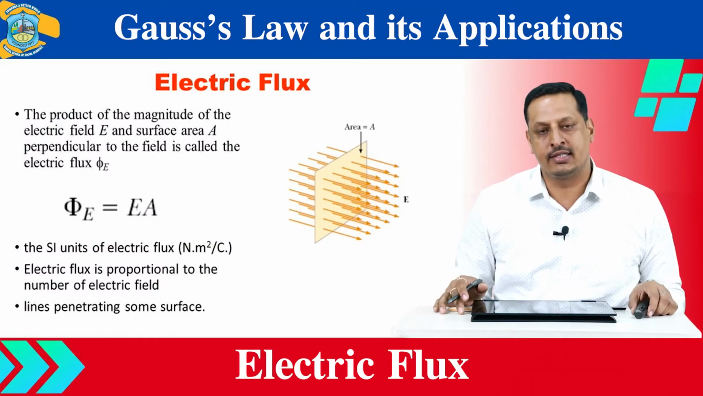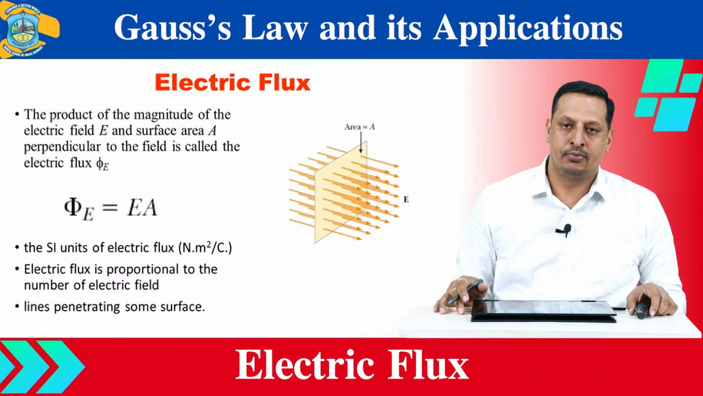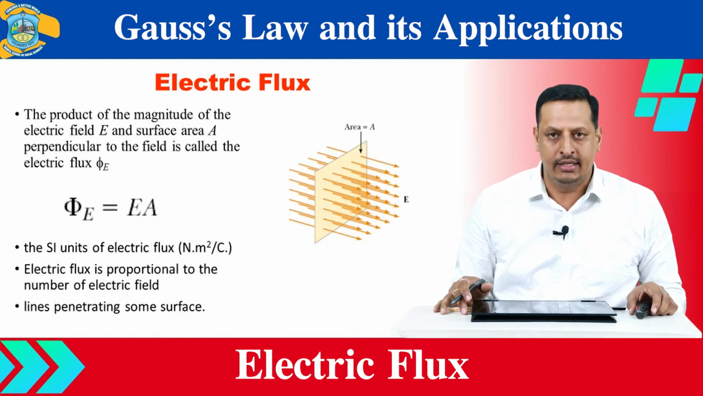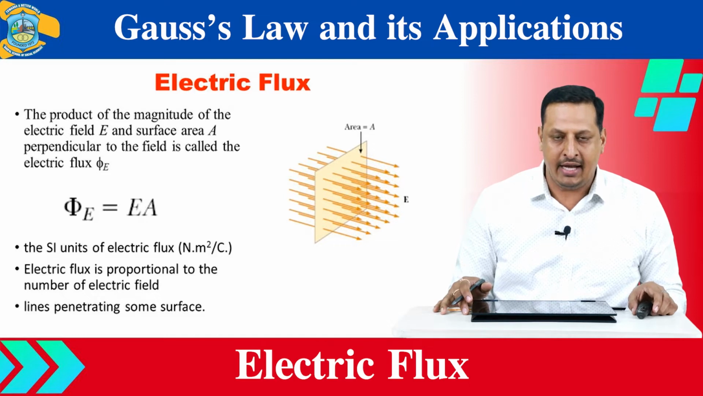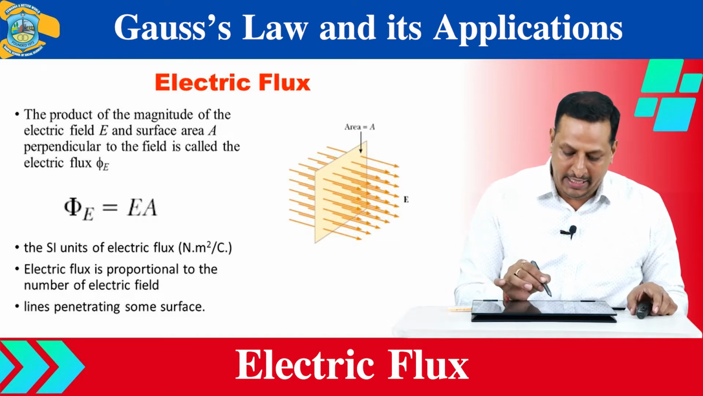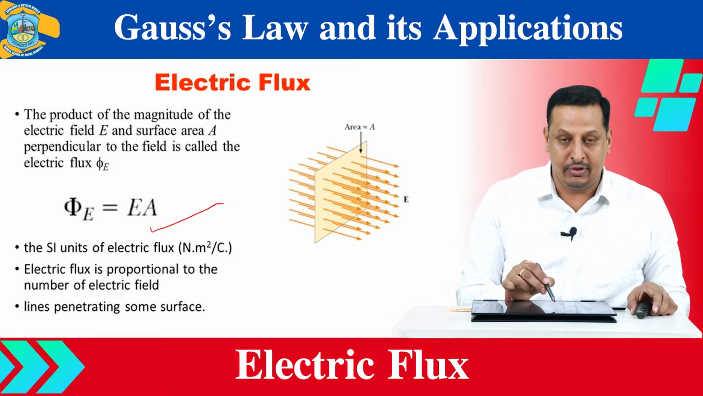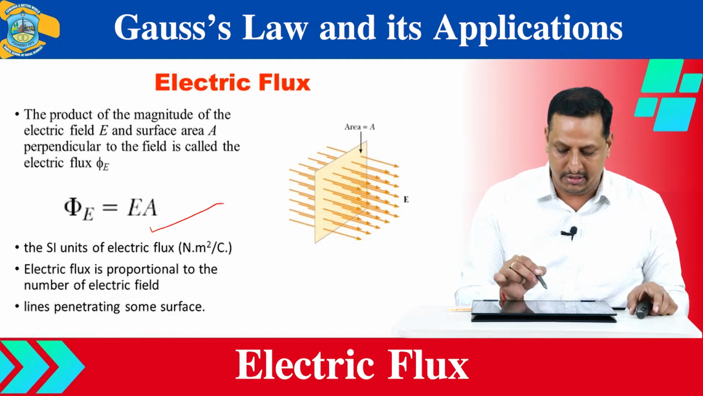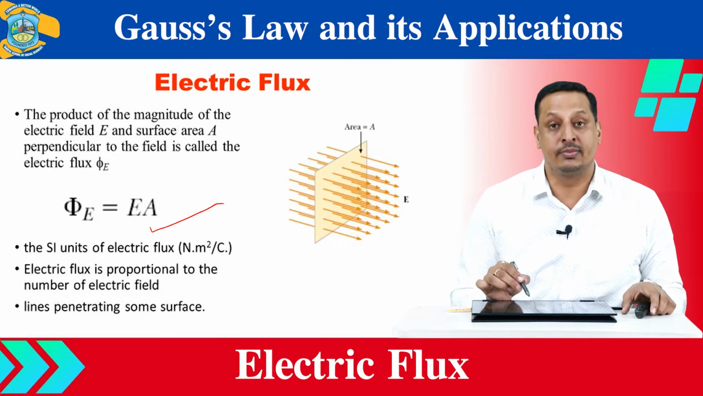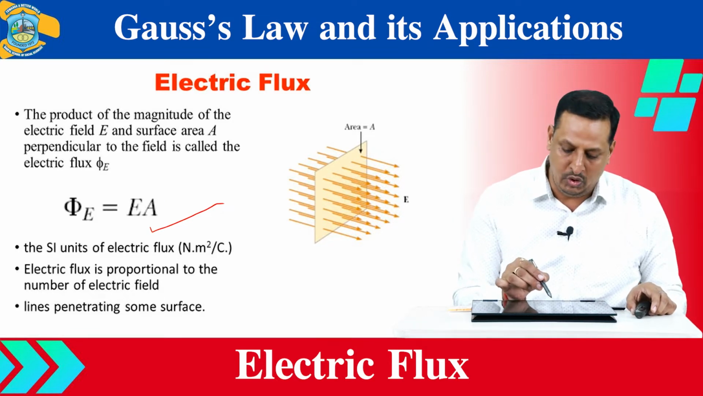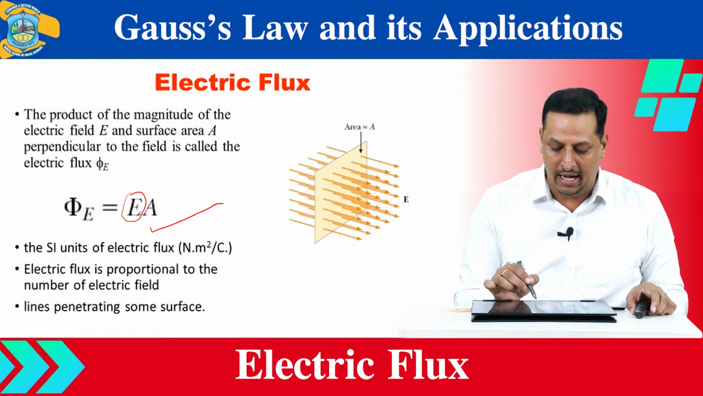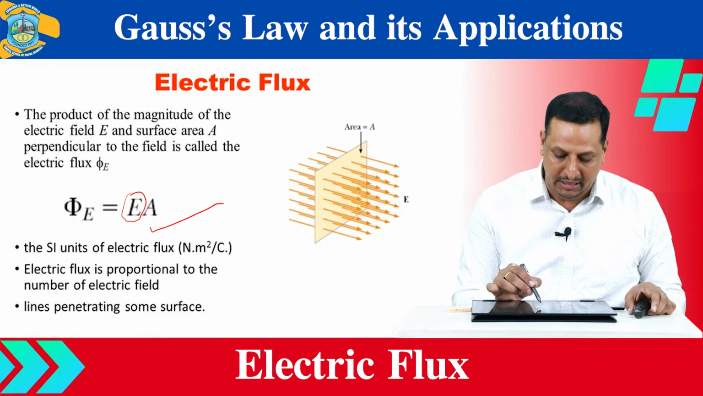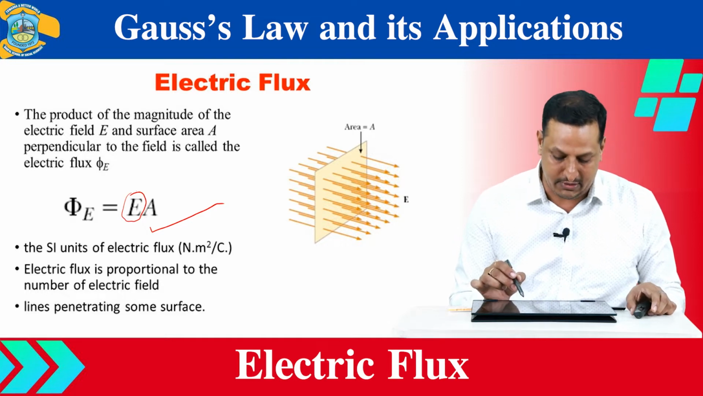Mathematically, electric flux can be calculated as the product of electric field strength and the magnitude of the area vector. Phi E is equal to the product of electric field intensity and the surface area vector magnitude. The SI unit of electric flux is Newton per coulomb, which is the unit of electric field, followed by meter square. Basically, Newton per coulomb meter square is the unit of electric flux.